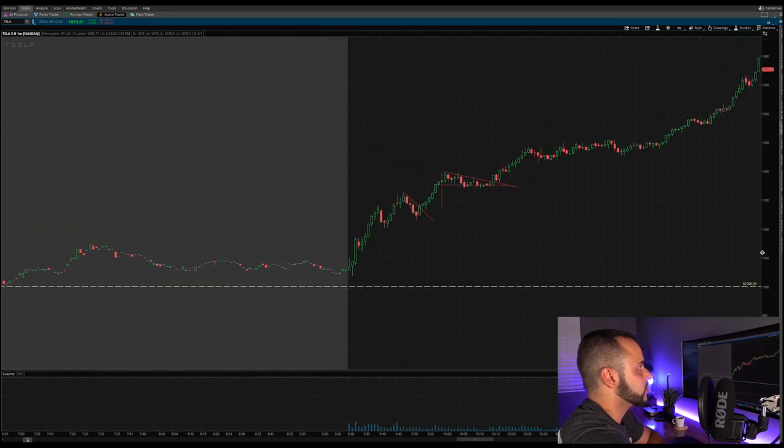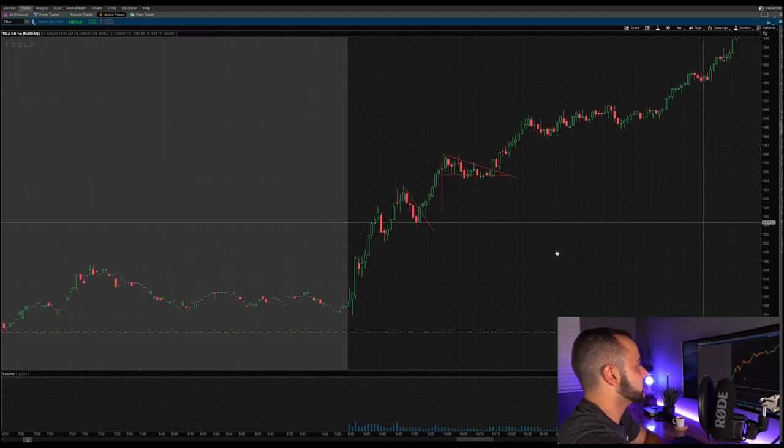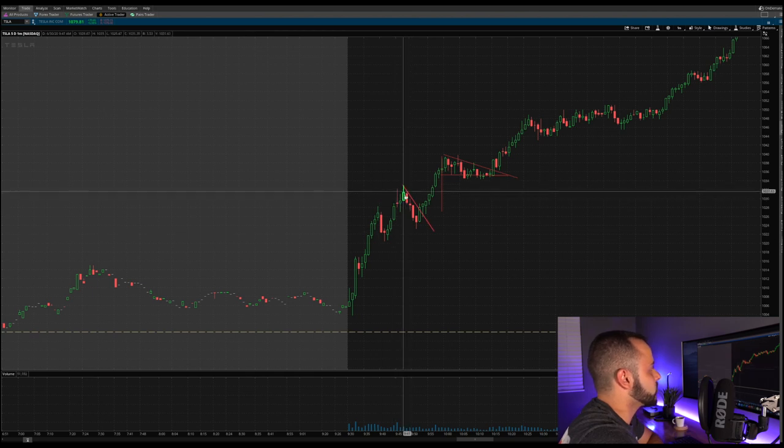So if I bring this up a little bit for you guys, what you can see is we had some really nice 1 minute pullbacks that went ahead and broke right through it, very bullish. Then right here we had a nice wedge or a bullish flag, whatever you want to call it, and it broke right out of that as well.